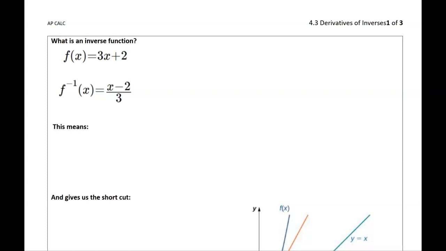All right, in this lesson, we're going to look at how to attack derivatives of inverse functions. But so we understand what we're doing, we're just going to make sure we all remember what an inverse function is to begin with. So I gave you what I think is a pretty easy pair of inverse functions to understand. So we have f of x here is 3x plus 2. And the way I read this is f inverse of x.